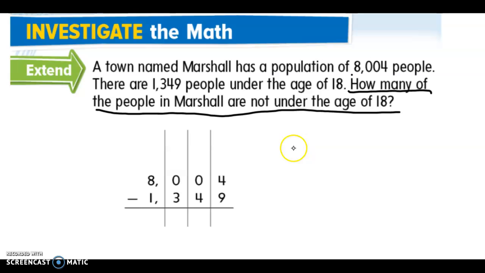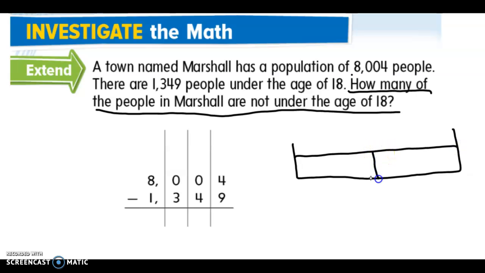Now, whenever I see a question that says how many of something are not, I always think of this part-whole diagram because it tells me if I add this part to this part, it gives me the total. And that's what type of question this is. I know how many people are in this town. It tells me 8,004 people. So that's the total number of people.